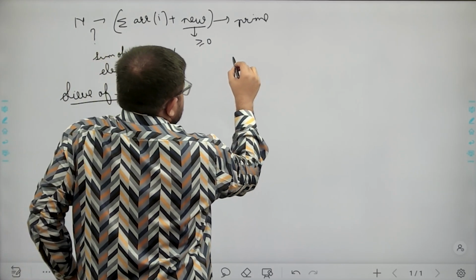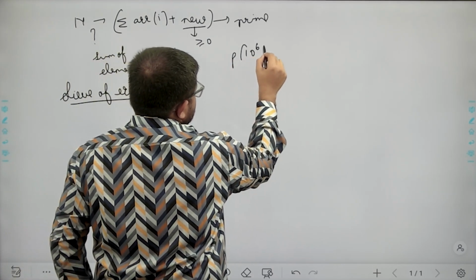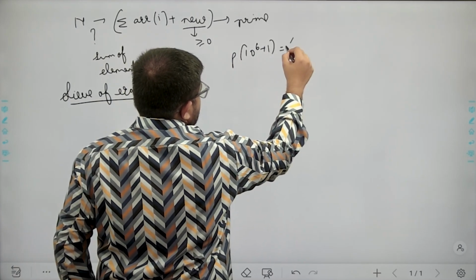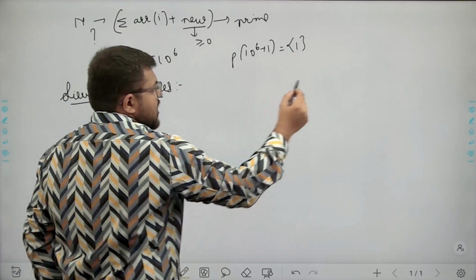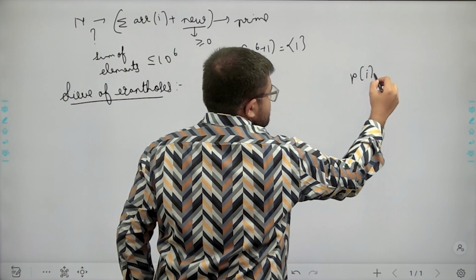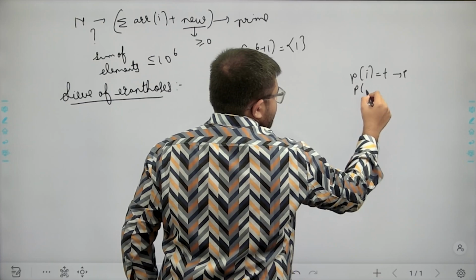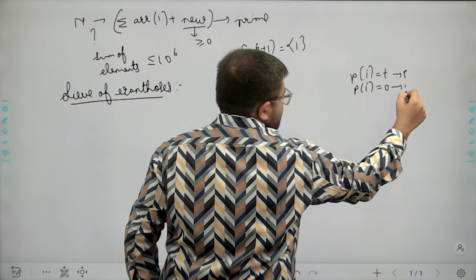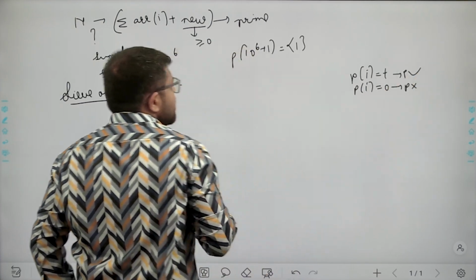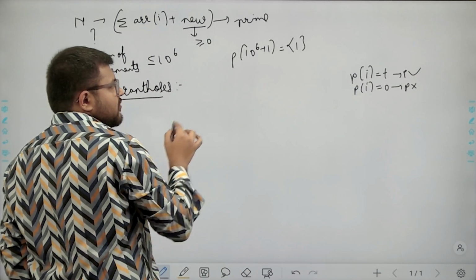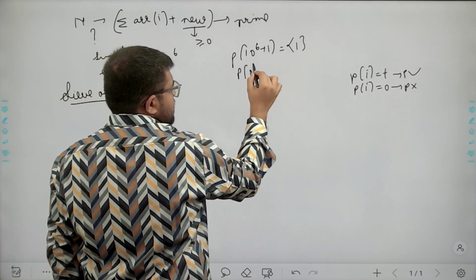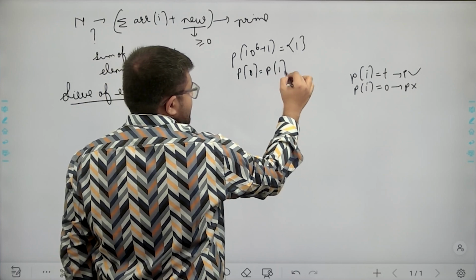So basically we take a prime array of size 10 to the power 6 plus 1 and mark all of them as 1 initially. If p of i is 1 finally, it means it is a prime number. If p of i is 0 finally, it means it is not a prime number. Okay, so initially we assume all of them are prime numbers. Then we mark 0 and 1 as non-prime numbers.